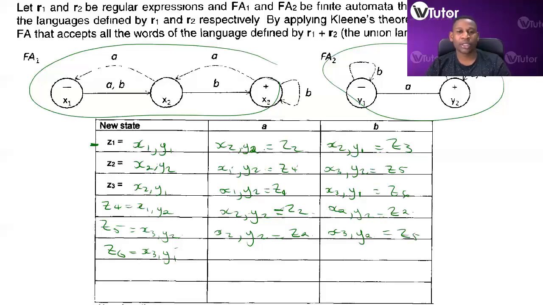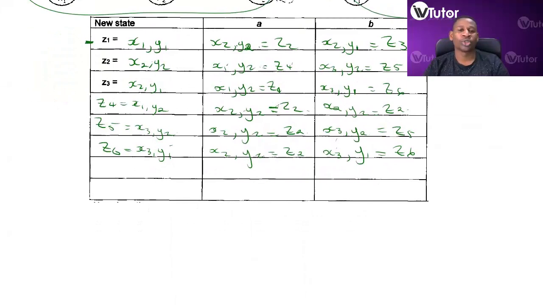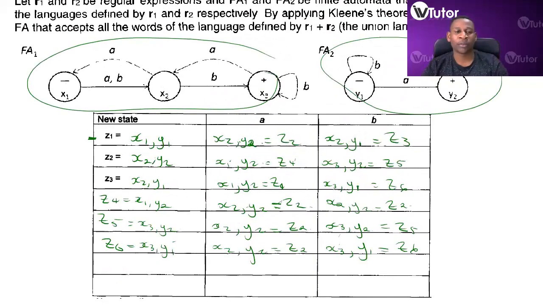If you're in X3 and you encounter an A, you go to X2. Y1 and you encounter an A, you go to Y2, which is Z2. And if you're in X3 and you encounter B, you stay in X3. If you're in Y1 and you encounter B, you stay in Y1, so that's Z6. So it is complete now. We do not have anything else to write down. So to draw this, we need to assign final states. So what were the final states for both of these? Anything with an X3 should be a final state. And then anything with the Y2 should be a final state as well.